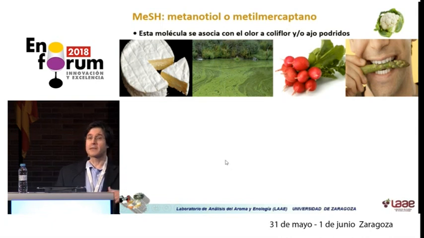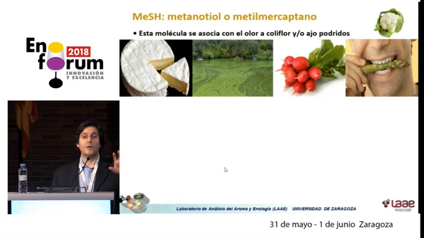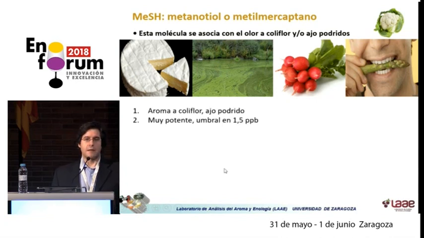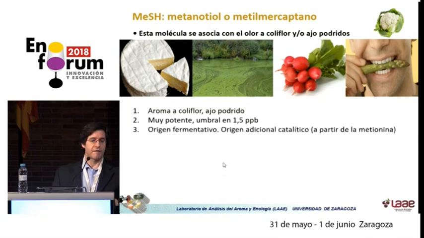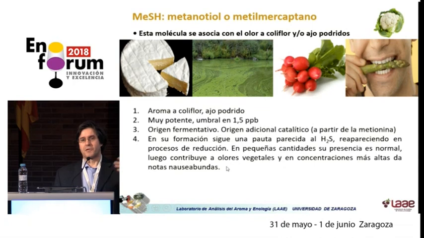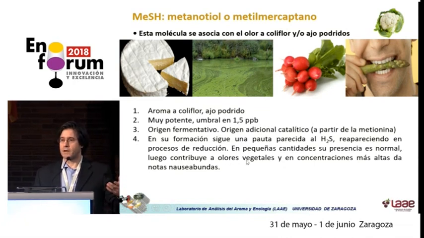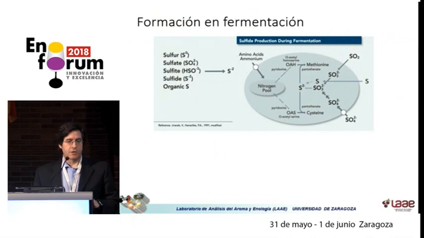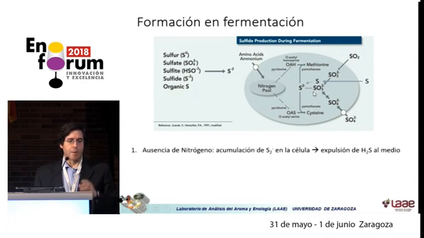Methanethiol or methyl mercaptan is a molecule associated with the smell of cauliflower or rotten garlic. It is a very powerful odor, with a threshold of 1.5 ppb. The origin is fermentative, and it can be originated by catalytic reactions from methionine. Something similar happens to what happens with H2S, hydrogen sulfide, and this can happen already in aging, not only in fermentation. But these compounds are a normal part of the yeast metabolism and fermentation.